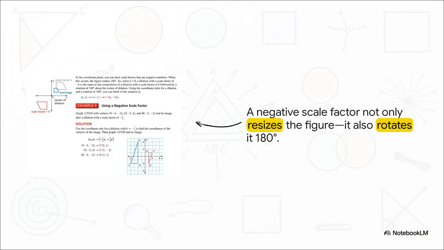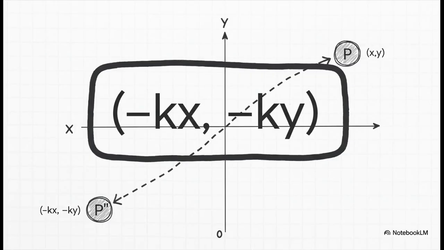What do you think? And here's the big reveal. A negative scale factor is a 2-for-1 deal. It still resizes the figure just like before, but it also rotates the entire thing 180 degrees around that center point. It's a resize and a full-on flip all in one move. How cool is that? And of course, the math totally backs this up. The rule is almost identical. You just carry that negative sign along for the ride. Your original point (x, y) transforms into (-kx, -ky), which sends it to the complete opposite side of the graph.